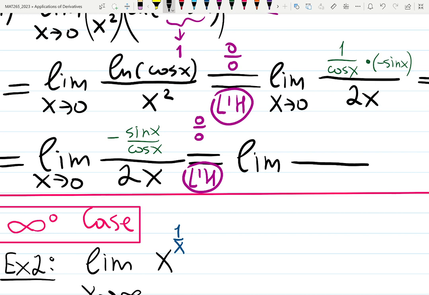2x is easy, but sine x over cosine x is going to be a quotient rule. Do you want to perform quotient rule? Or let's use tangent. So before, that's what I wanted to tell you. Before I perform L'Hopital again, let me rewrite it first. It's going to be minus tangent x. Likely, you know the derivative of tangent. Do you? Okay, good.